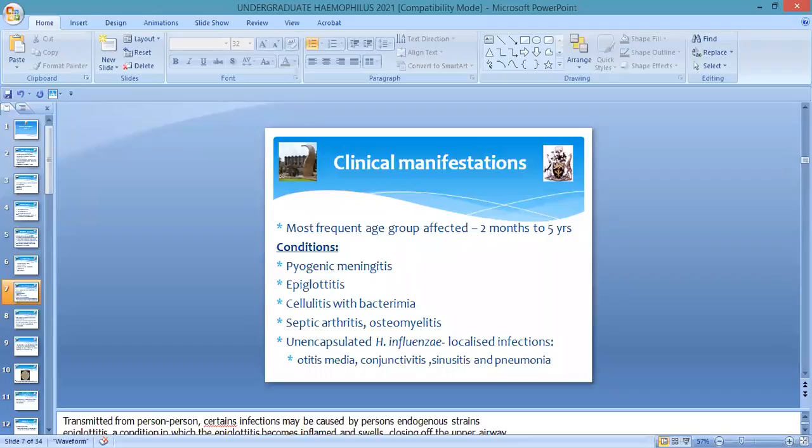For the unencapsulated or non-typeable H. influenzae, I said it mostly causes localized infections like otitis media, conjunctivitis, sinusitis, and sometimes pneumonia. So you have to differentiate infections caused by the typeable strains of H. influenzae and the non-typeable strains of H. influenzae.